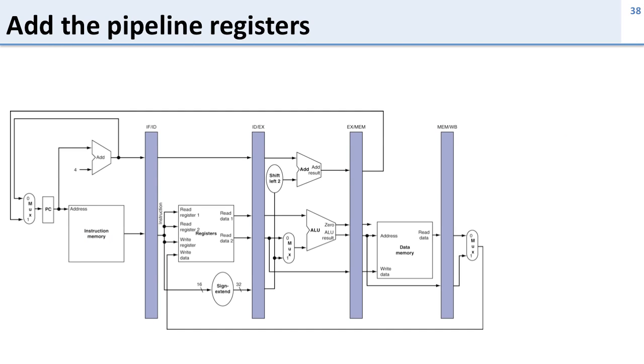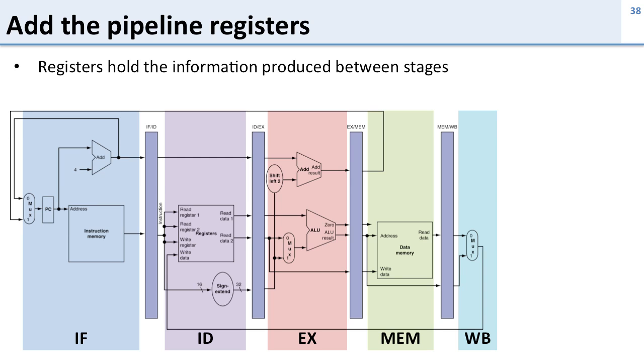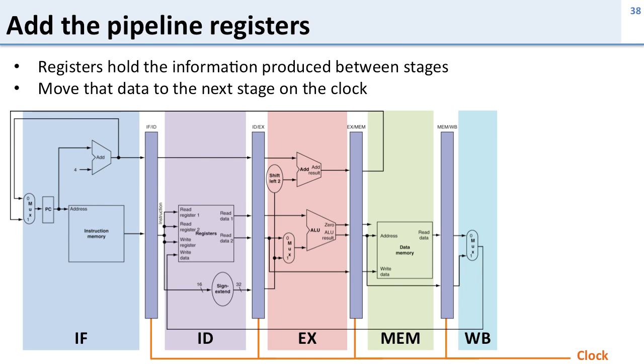So here we have our picture with the pipeline registers. It's got the same instruction fetch, instruction decode, execute, memory, and write back stages. Now the registers between them are going to hold the information produced between the stages, and then they're going to move it to the next stage on the clock. So let's take a look at this. Here's our clock signal.